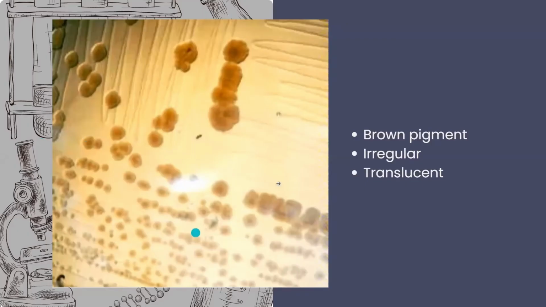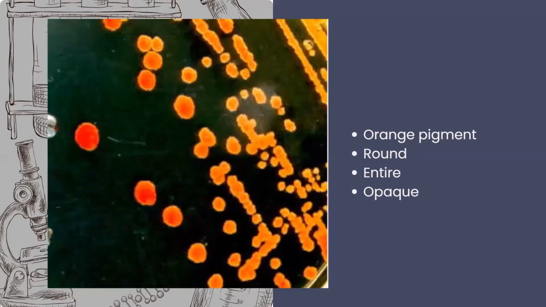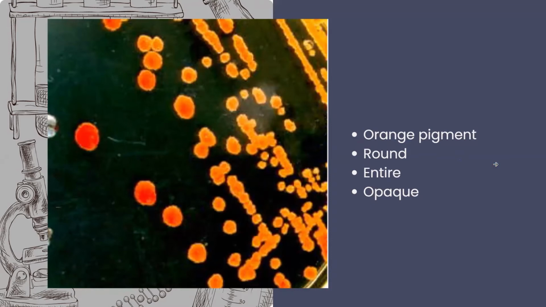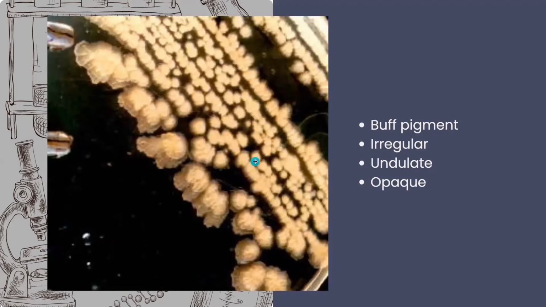So the first photo has a brown pigment, irregular, and is translucent. This one here is quite obvious. It has an orange pigment, round, entire, and it is opaque. Here now is irregular. It has a buff pigment. It is undulate and opaque.